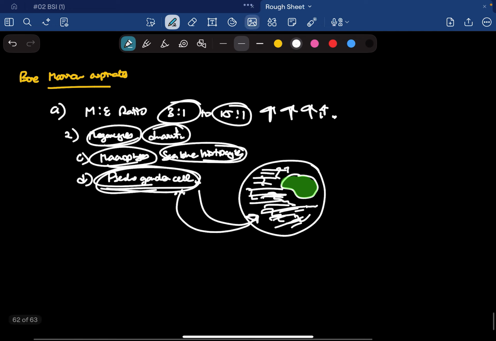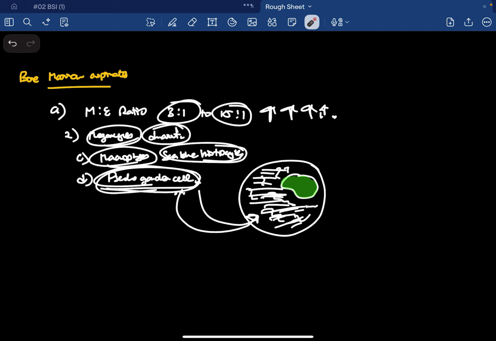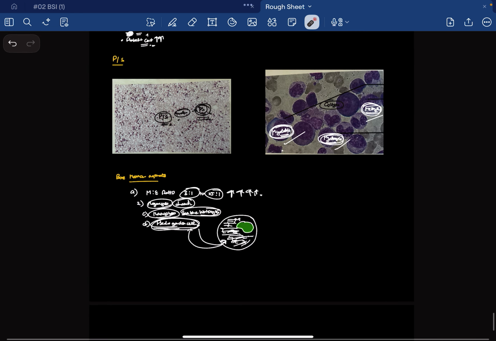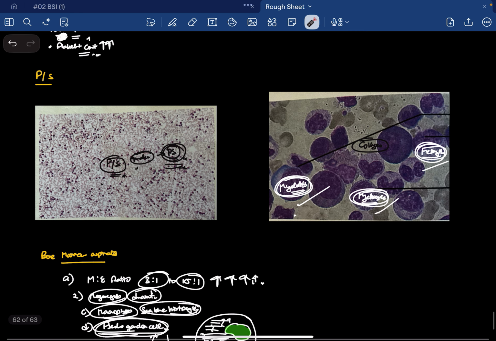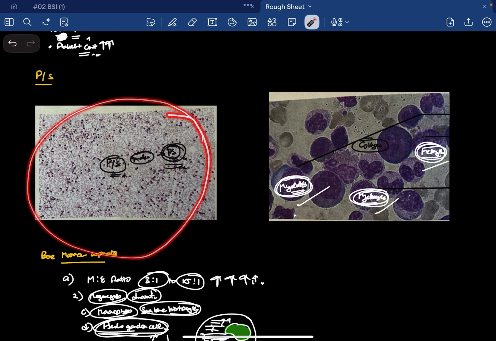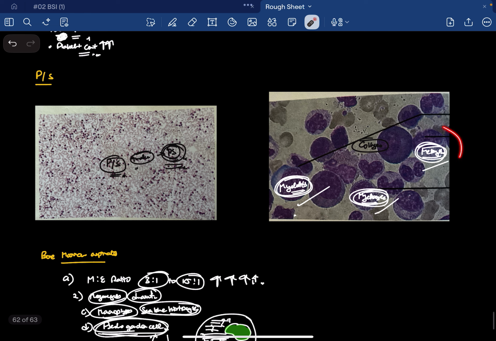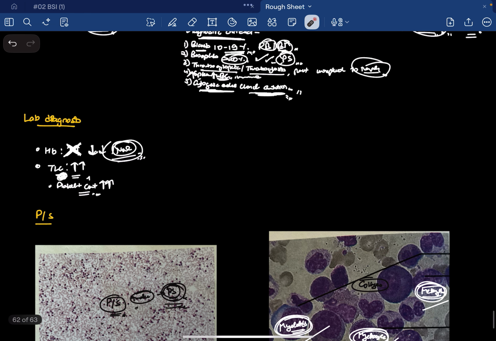So what do we see in the bone marrow aspirate? The myeloid erythroid ratio is going to be significantly raised. You're going to see dwarf megakaryocytes, sea blue histiocytes, and pseudo Gaucher cells. The peripheral smear is going to look like a bone marrow aspirate because of the release of immature cells into the circulation, and you get a college girl appearance in the peripheral smear because of different stages of myeloid maturation. That is everything.